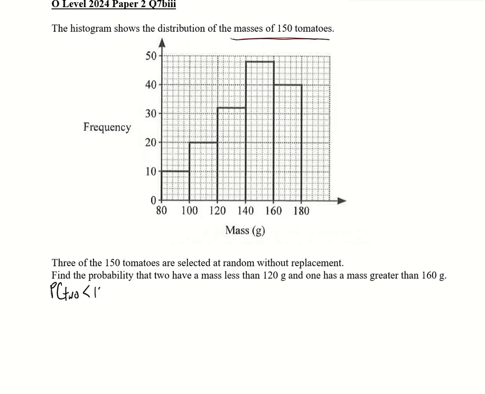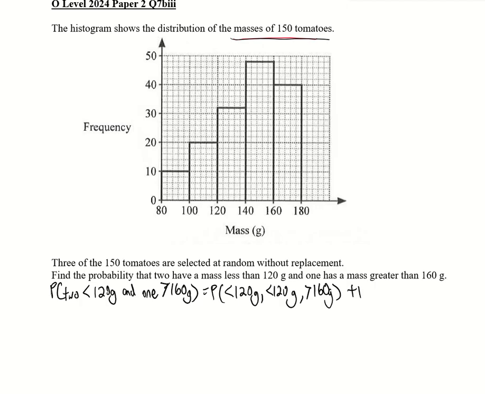2 less than 120 gram and 1 greater than 160 gram. So we have 3 cases. So we need to consider that I have probability less than 120 gram comes first, less than 120 gram, and then the third tomato will be more than 160 gram.